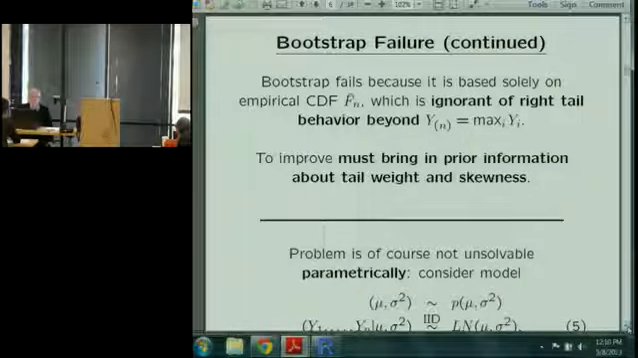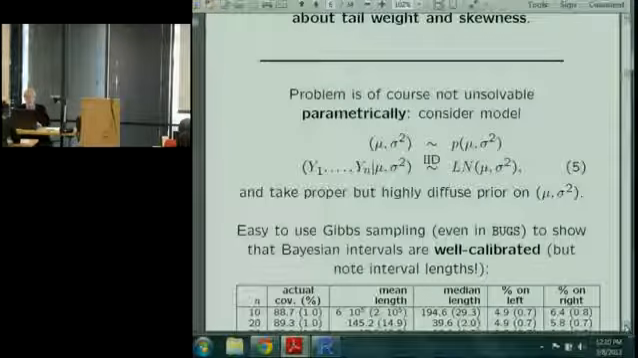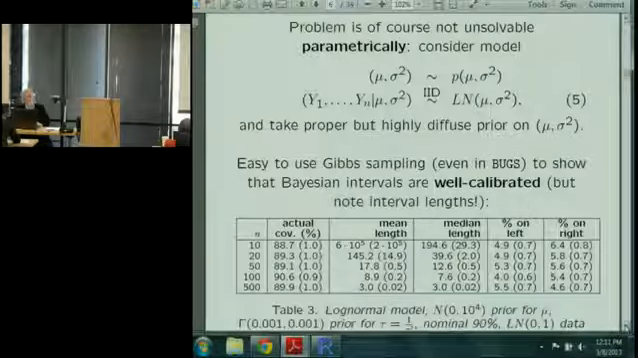So it's based solely on the data vector, and the empirical CDF is ignorant of the right tail behavior beyond the largest value. So to improve, we have to bring in some kind of information about tail weight and skewness, either through a parametric model or by a Bayesian non-parametric model. And so the problem is solvable parametrically.